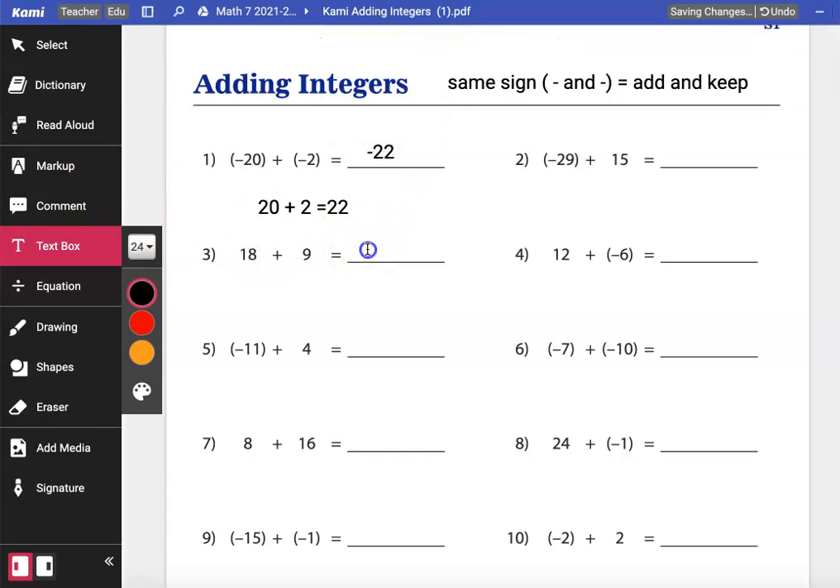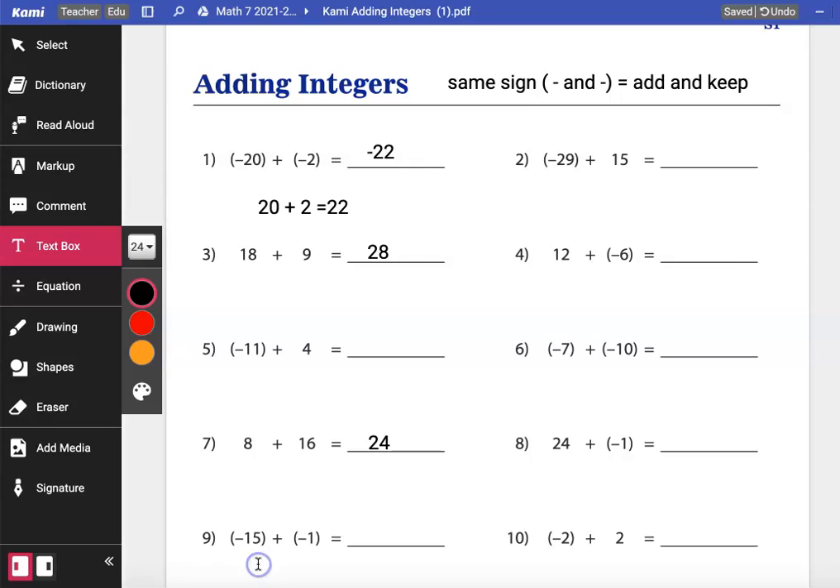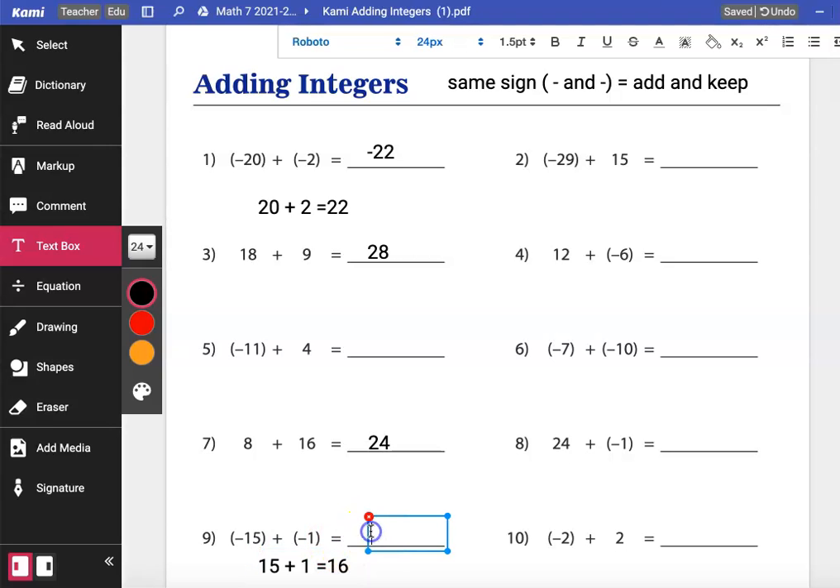18 plus 9, that's easy. That's just normal math. That's 28. We got two different signs, so I'm going to wait on that one. 8 plus 6, that one's also two positives. That's 24. And number 9, I see negative 15 plus negative 1. They're both negative. So you just add 15 plus 1, that's 16. And then you put a negative in your answer, negative 16.